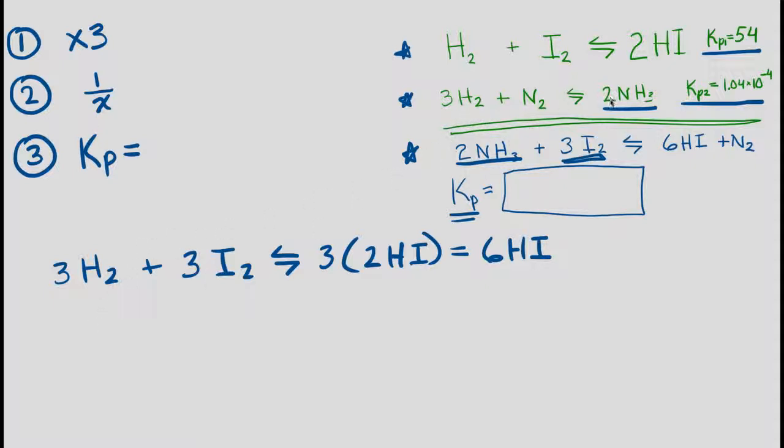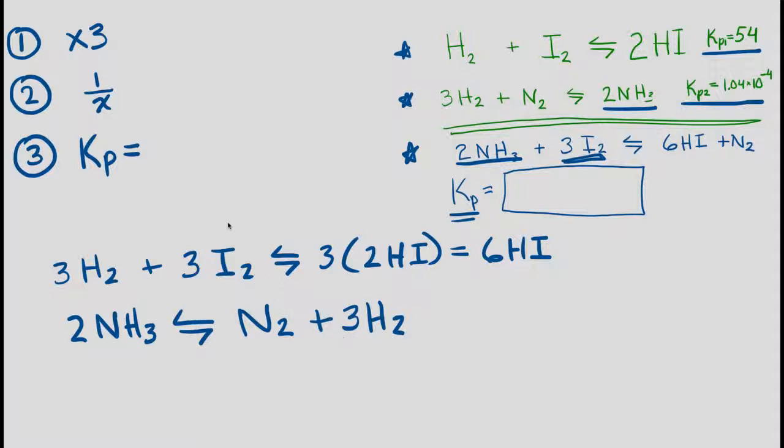So we'll start with 2 NH3 gives you N2 plus 3H2. Notice all we're doing is rewriting it, but from the back to the front. So we're just flipping it around.